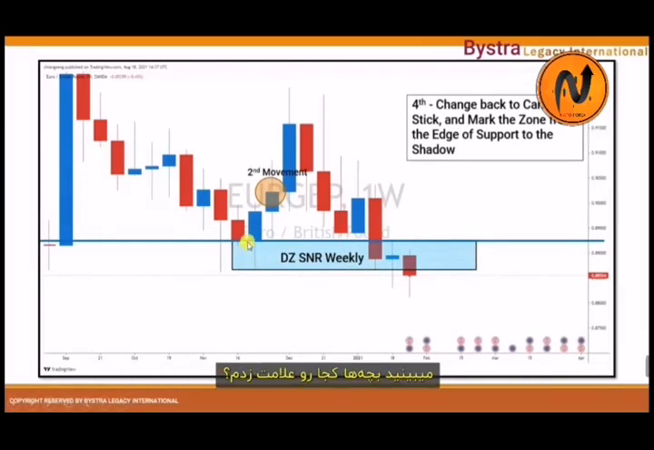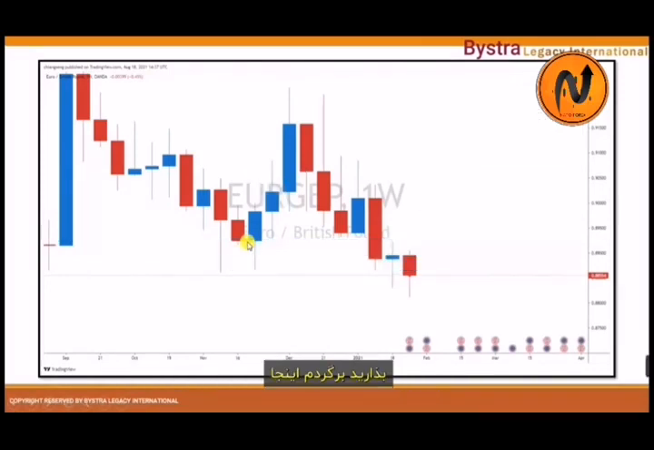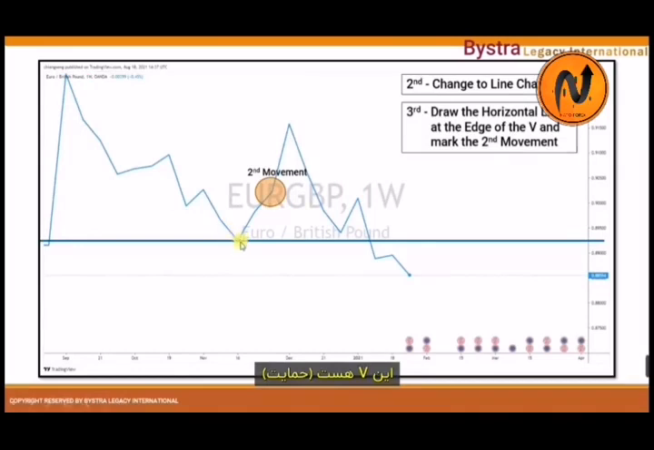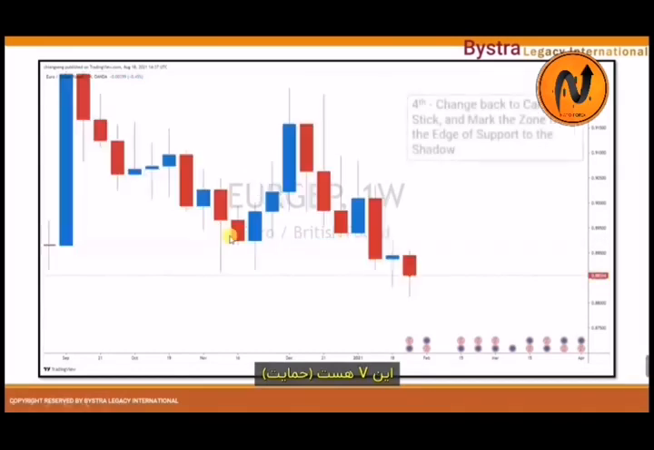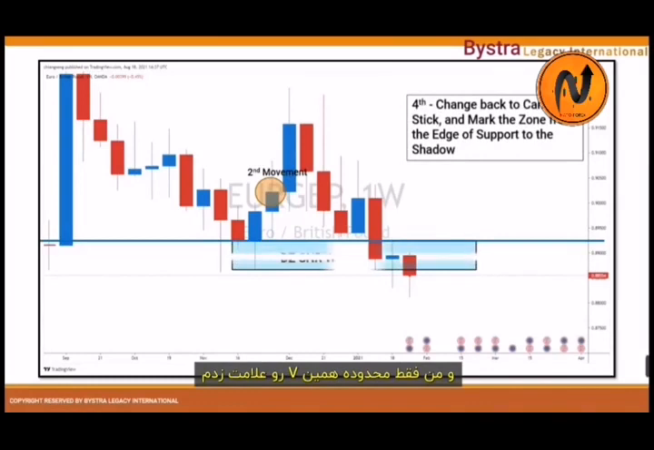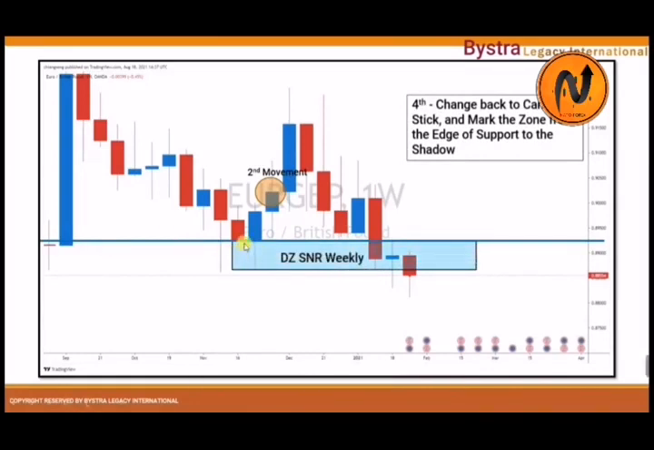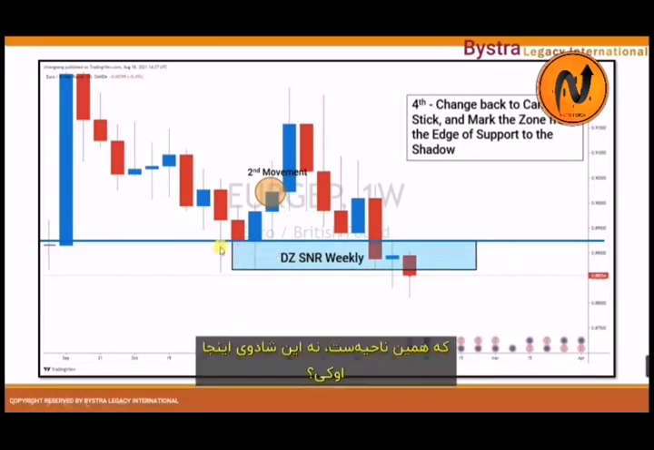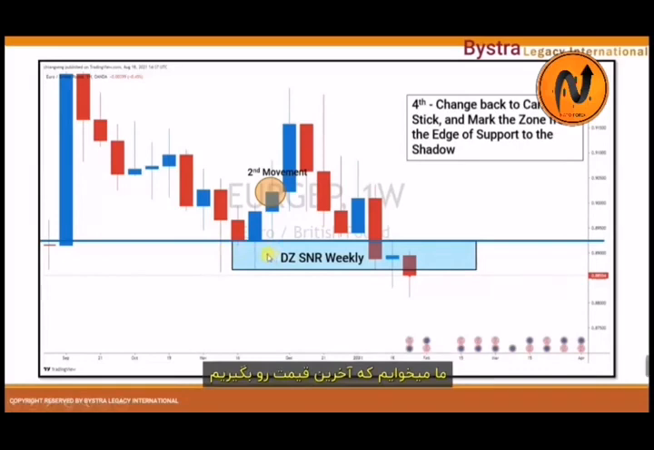Can you see, guys, where did I mark? Let me go back here. This is the capital V, and I mark only the zone of the capital V, which is this area, not this week. Okay, we want to take the latest price one.